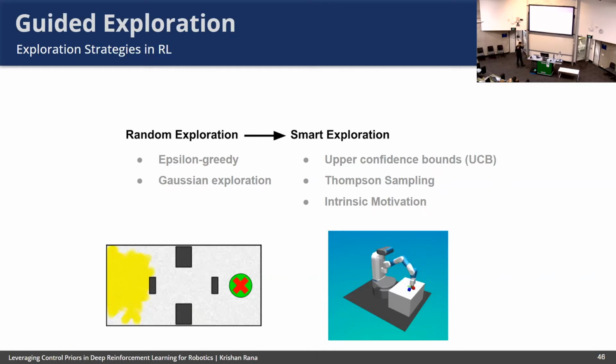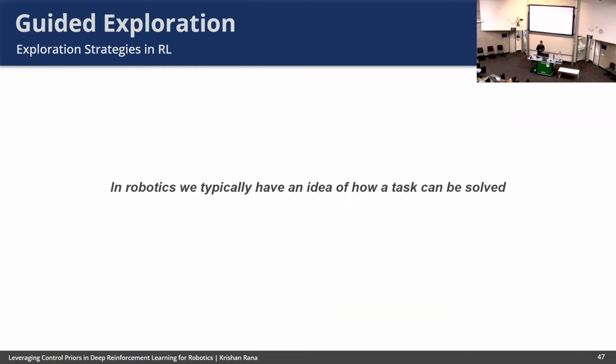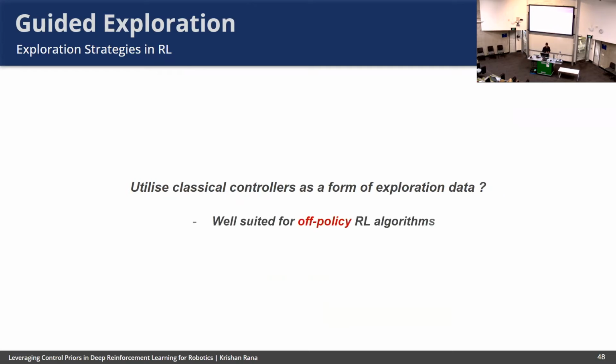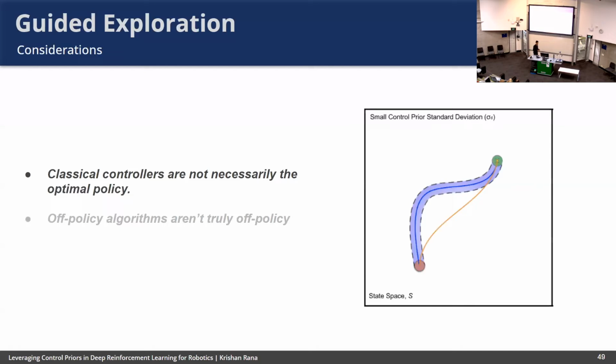We have controllers. We actually have intuition how a robot should act to grasp an object. It's not a completely unknown way to solve the task, right? So can we use this intuition? Can we use this intuition that, okay, we know how to solve a task? Can we use this knowledge to actually bias the exploration process? And this is actually well suited for off-policy RL algorithms. We can actually use these classical controllers as behavior policies for data collection, right?